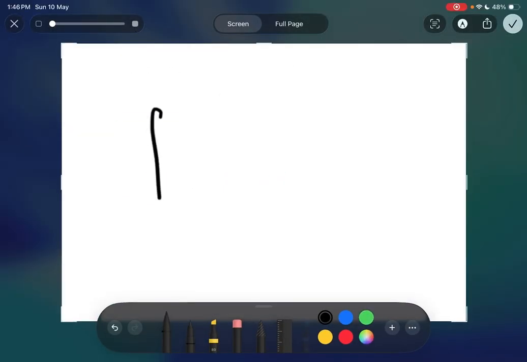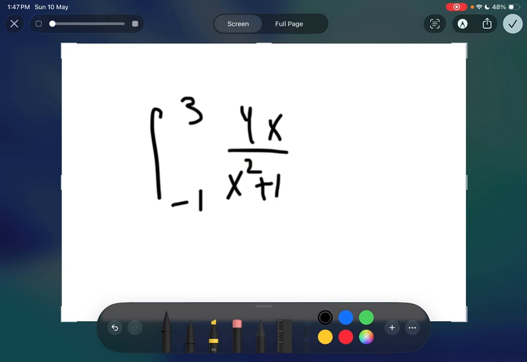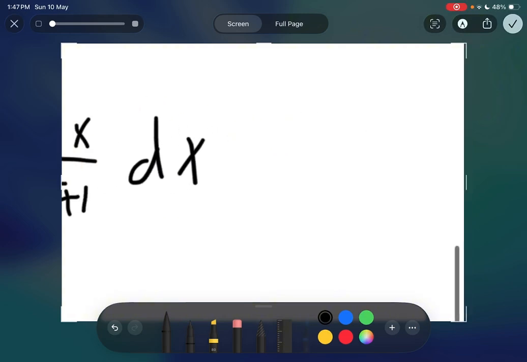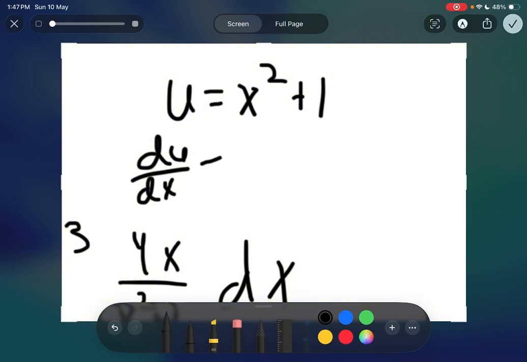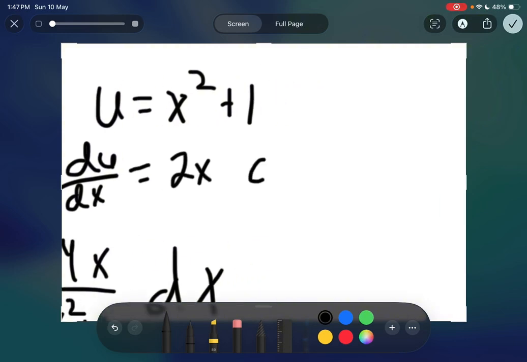So the integral from minus 1 to 3 of 4x over x squared plus 1, dx. Okay, so here let's use u substitution. Let u equal x squared plus 1. Then du over dx, the derivative of that, will be 2x, so you find dx equals du over 2x.